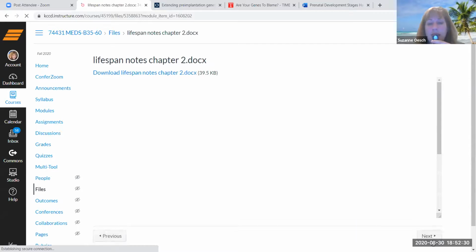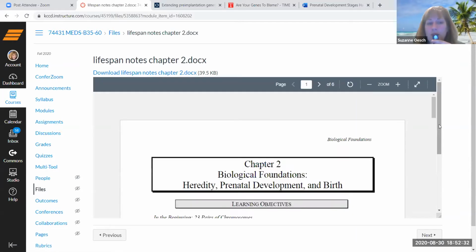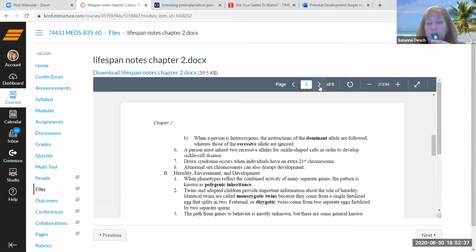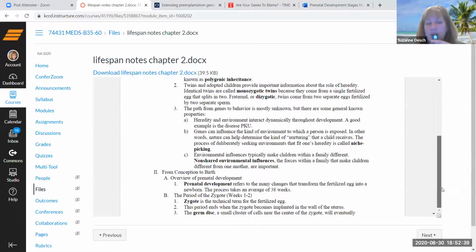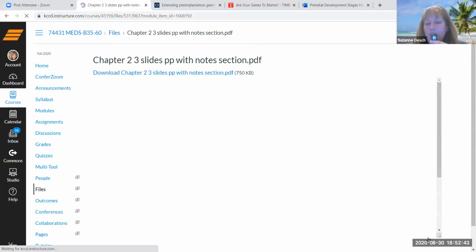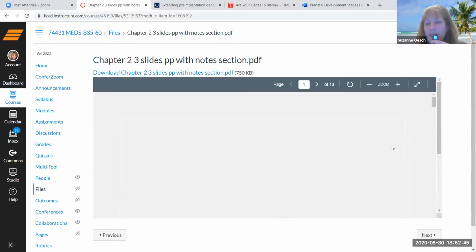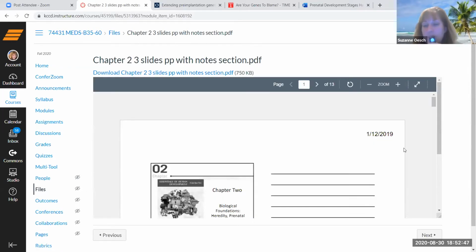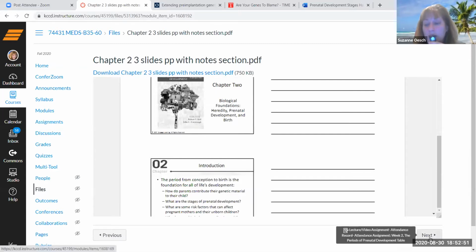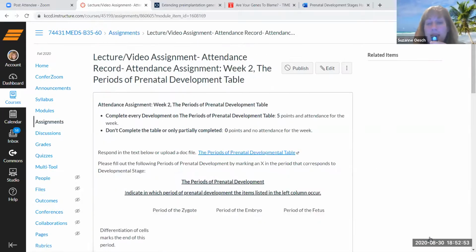So then the next thing is, remember you have your lifespan notes. So use these when you're watching the lectures, highlighting things that I talk about. And then remember you have your PowerPoints. This is with every chapter. I will have these for both of these things. Have these again in front of you while you're watching the lectures, watching the videos, to take notes so that you remember what's important.